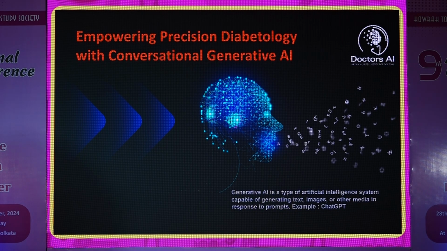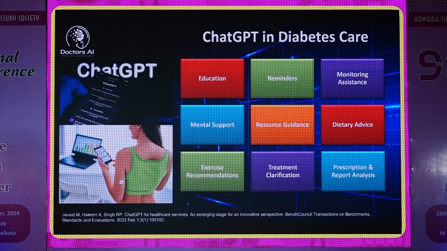So now can we use this in our own day-to-day practice? This is what's been happening around us. We don't have access to most of it, but can we start using artificial intelligence in our day-to-day practice? So this is where your mobile phone starts coming out and you start taking some snapshots. So let's try to understand. We can use ChatGPT-like tools for education, reminders, assistance in monitoring, mental support, treatment clarification, and I'll show you how, in exercise recommendations, and a lot more things.